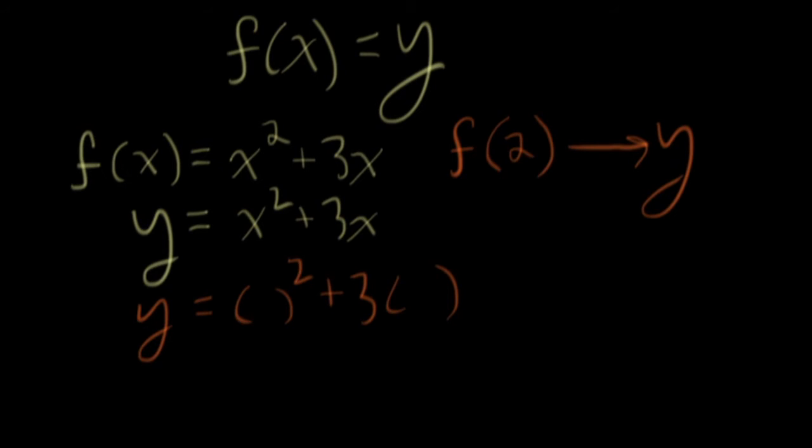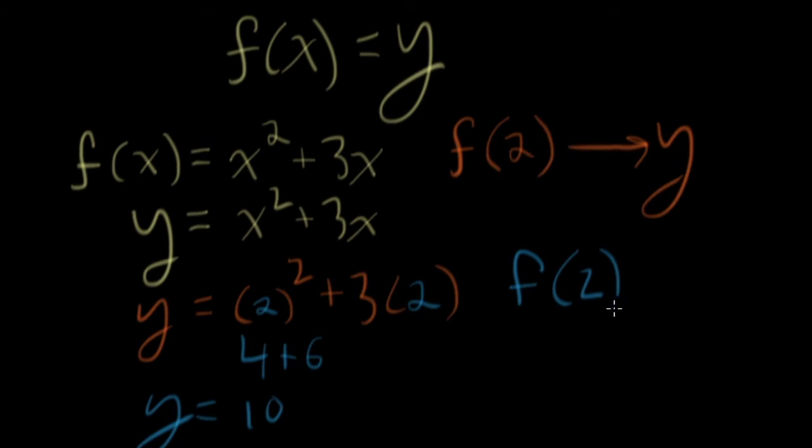And I'm going to go and just put that 2 right there. So what happens? Well, 2 squared is 4. So 4 plus 6 is just 10. So the function of 2, and this is how we would say it, the function of 2 is 10. And if I was going to say it as an ordered pair, it would be 2 comma 10.